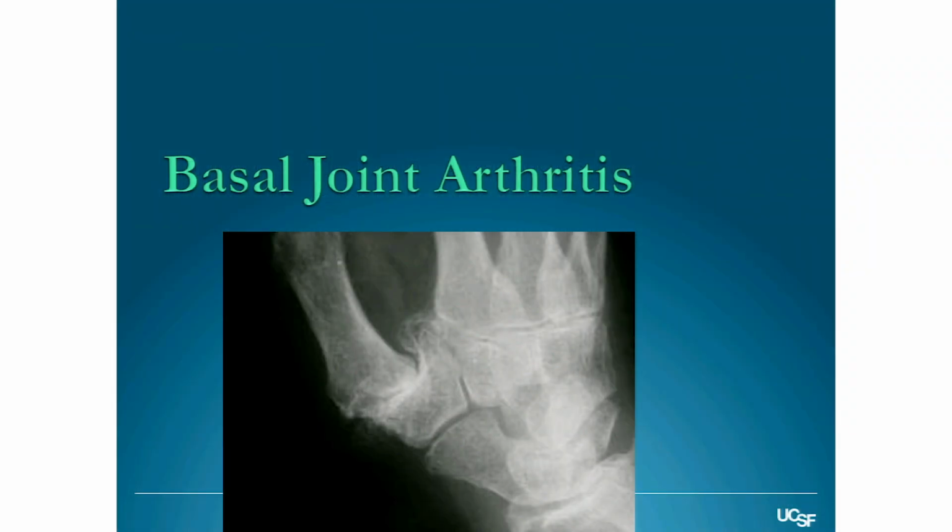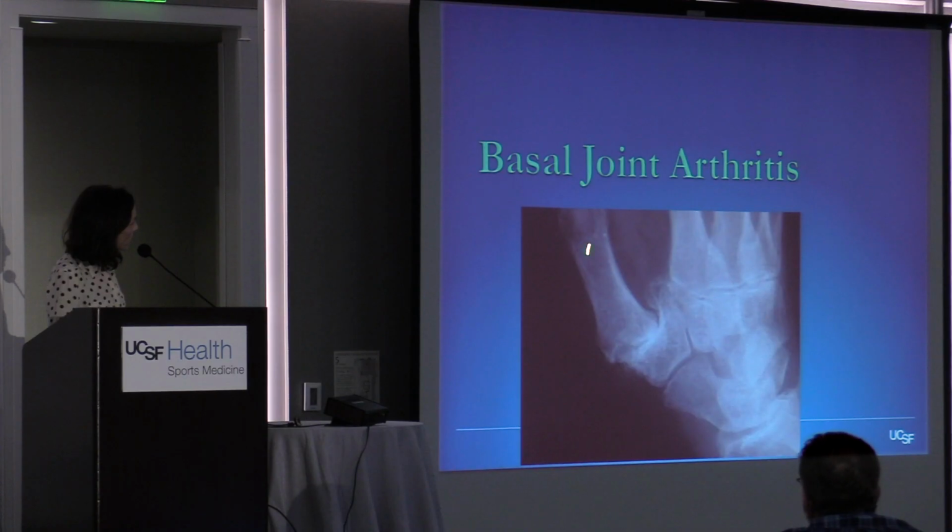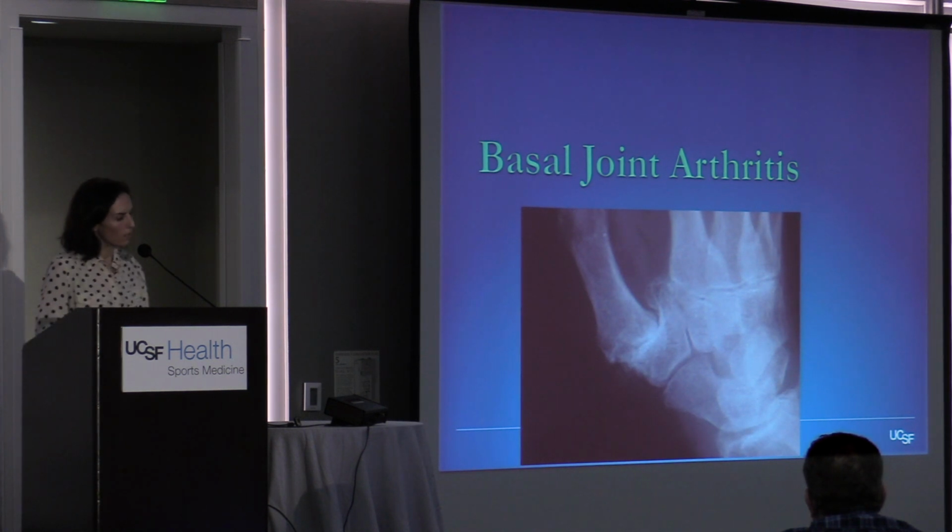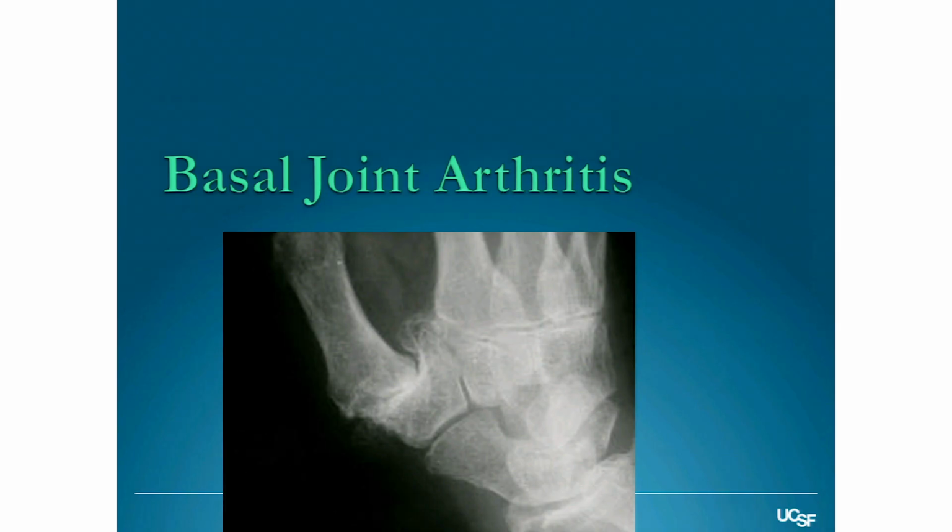Moving on to probably something everybody here has seen, unless you're a pediatrician, which there probably are some of you here. So basal joint arthritis. So we're talking about the thumb CMC joint. If you look here, this is the metacarpal, here's the trapezium, and I think everybody can see that that's arthritic and most likely painful, but not always the case.